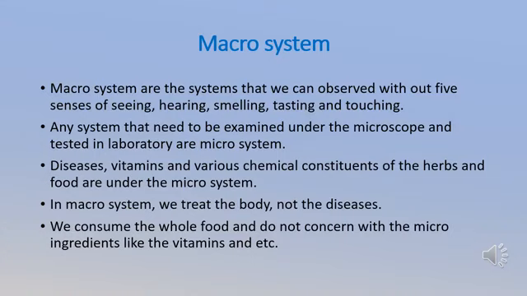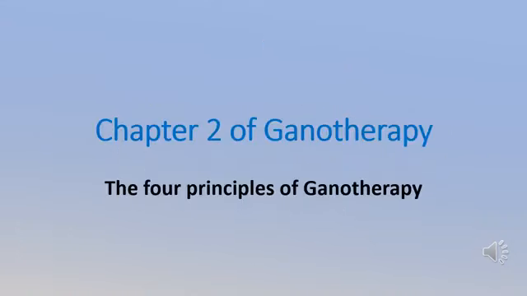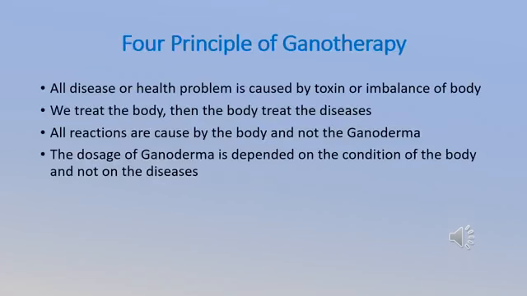So now we come to chapter 2 of Ganotherapy. In Ganotherapy, there are 4 principles, and we are going to discuss these 4 principles in detail. The first principle is that all diseases or health problems, whatever problem is faced by our body, are caused by 2 causes only: toxin and imbalance of the body. Only 2 causes. Secondly, we treat the body, then the body treats the disease. We never treat the disease. This is the second rule.